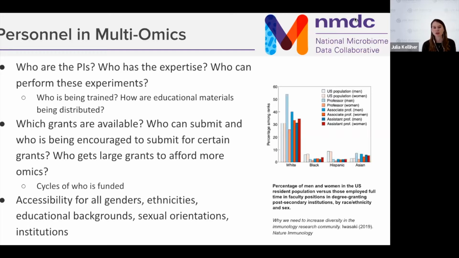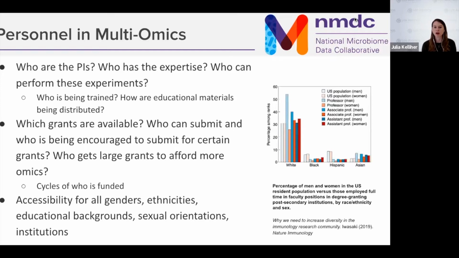So thinking about who are the PIs to do multi-omic research, who has the expertise and who can perform these experiments right now, and then really thinking about moving forward, who is being trained? Are we training the right people, or are we reaching out enough to the right groups? How are educational materials being distributed? How are some of these collaborations being fostered?